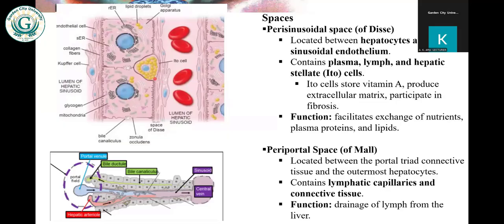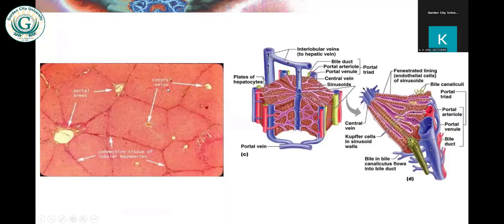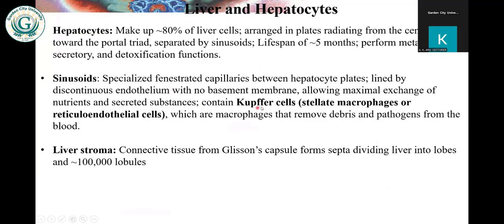Within this space, there's what we call the Ito cells. The Ito cells store vitamin A, and we know vitamin A is important in the eye in terms of night vision. Then finally, you also will see this special type of cell. We call it the Kupffer cells. The Kupffer cells are macrophages.